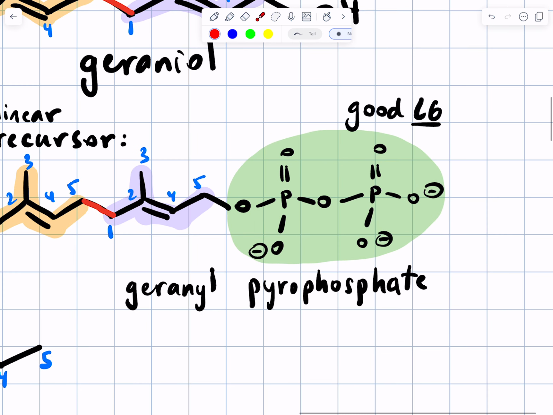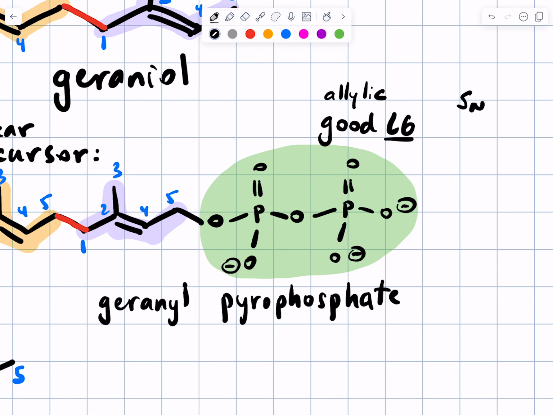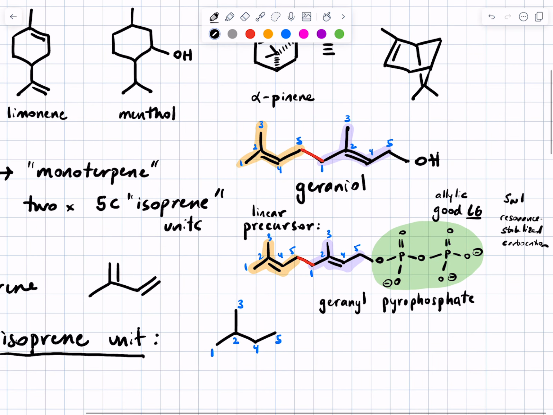Notice about this good leaving group that it's at a carbon that's adjacent to a pi bond. This is not only just a good leaving group, it is an allylic good leaving group. So you expect this kind of molecule to do SN1 type chemistry where the leaving group leaves to give what's going to be called a resonance stabilized allylic carbocation. So that's just a preview of some of the chemistry that we're going to be doing.